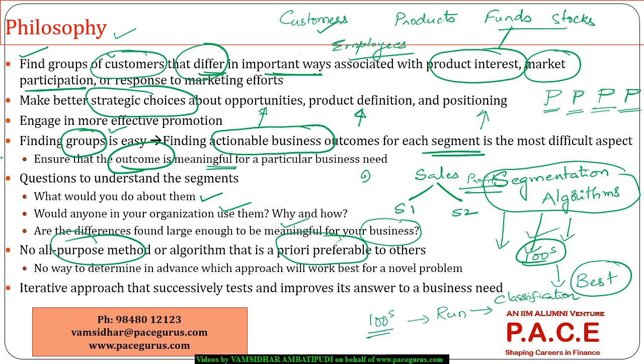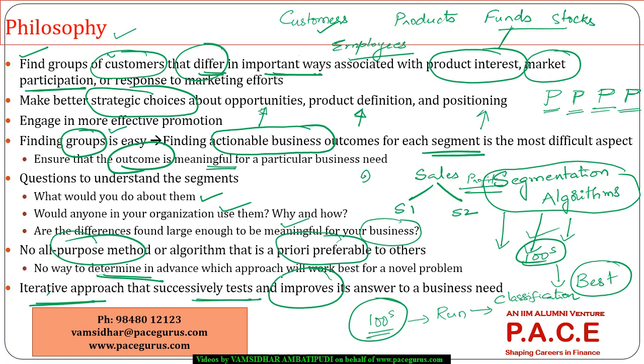So which means you have to really understand that there is no way to determine in advance which approach will work the best. So it is purely an iterative approach. You are going one after the other. You are trying to run all your algorithms one after the other, successively. See which one is improving the overall business need. And the one that you find the most influencing your business need would be your shortlisted algorithm for doing the clustering or segmentation of your customers more and more effectively.